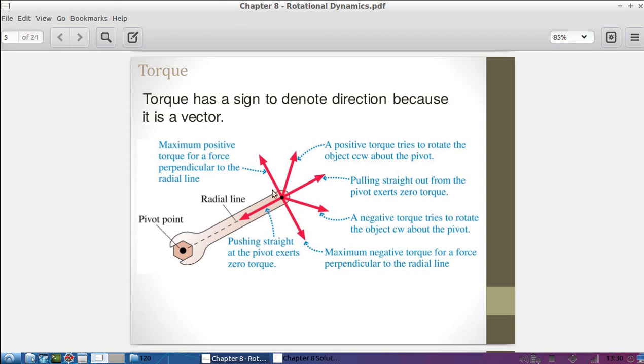How do I maximize my torque? I maximize my torque by applying the force perpendicular to the radius vector. If the force vector is perpendicular to the radius vector, the angle between them is 90. Sine of 90 is 1. So the torque would just be R cross F.